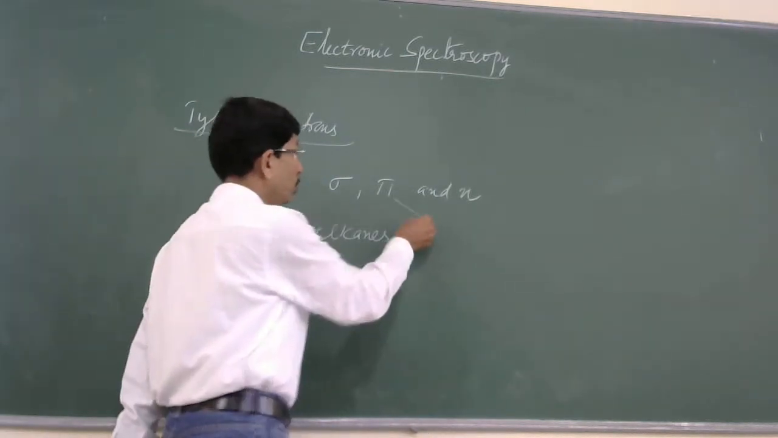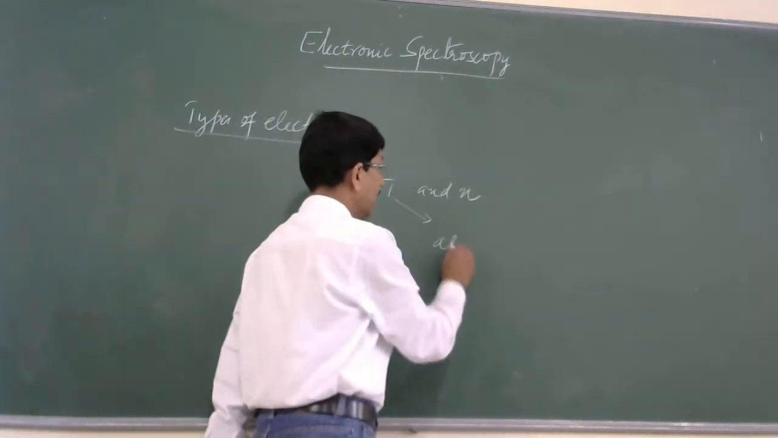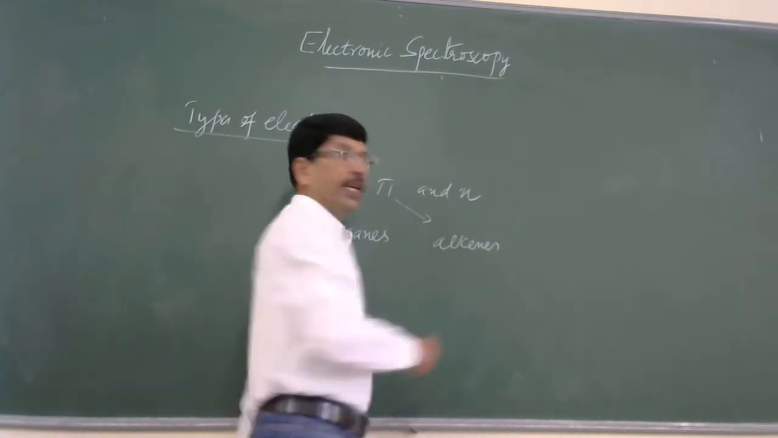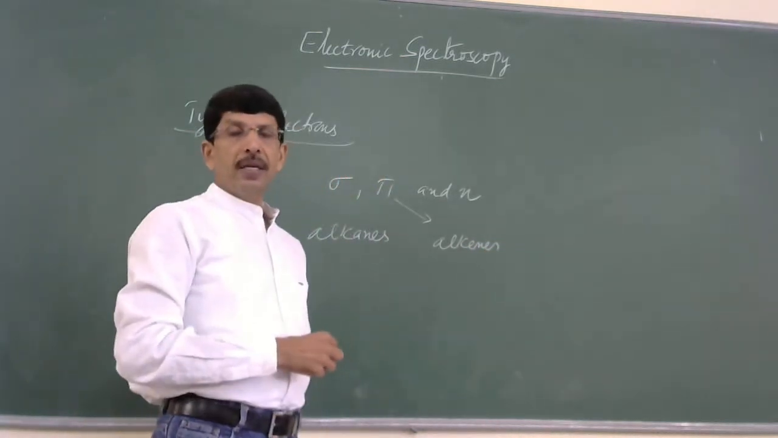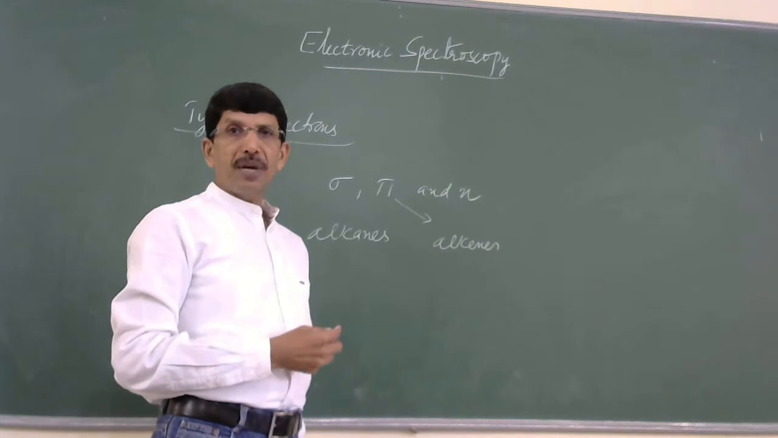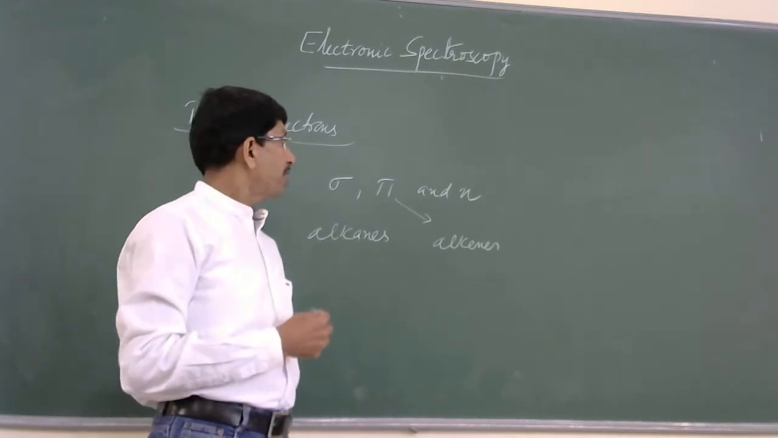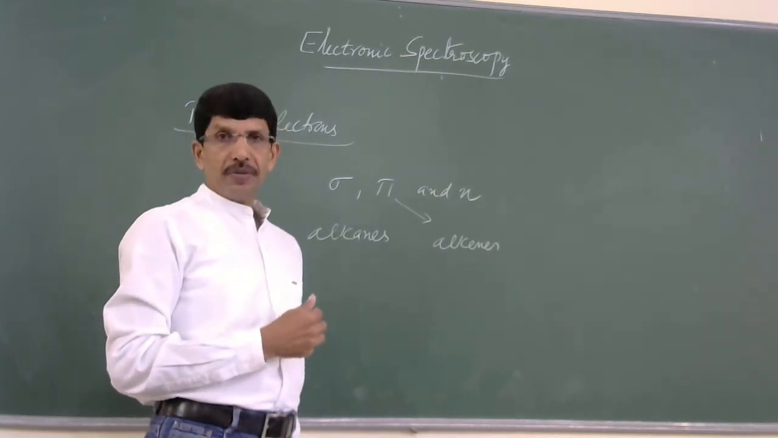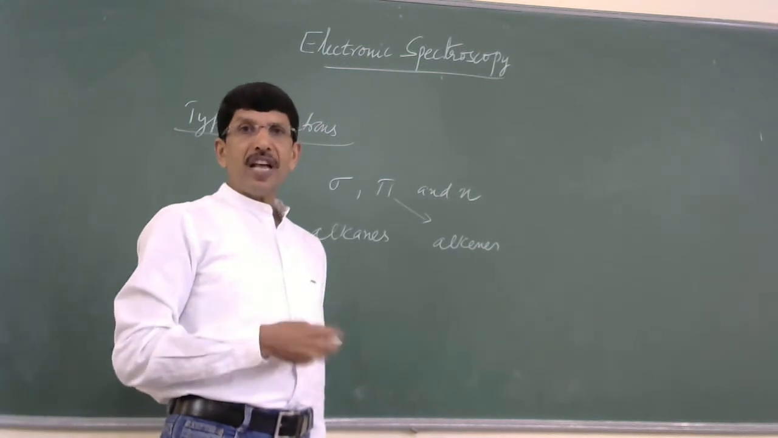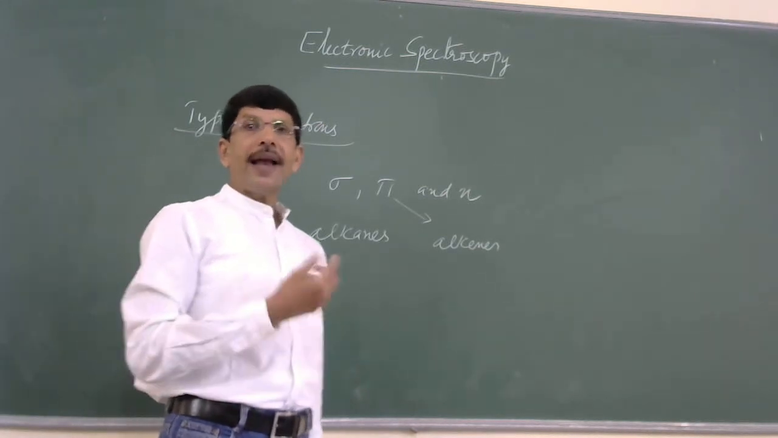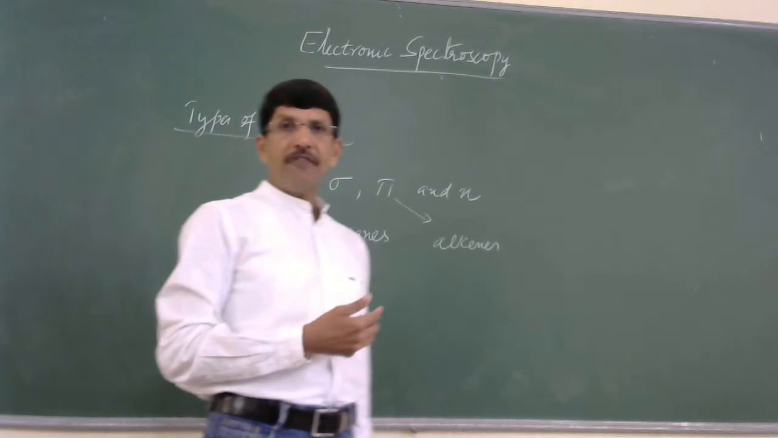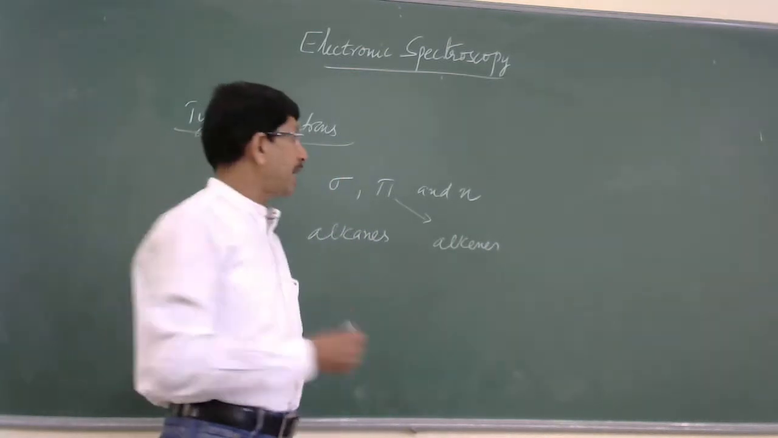And when it comes to pi, if you consider alkenes which have a carbon-carbon double bond, or alkynes which have a carbon-carbon triple bond, they will have sigma and pi electrons. Or in other words, unsaturated hydrocarbons or aromatic compounds will have sigma as well as pi electrons.